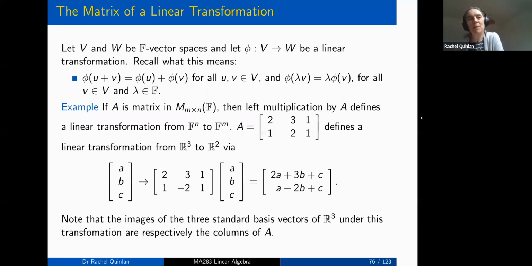Okay, so in section 3.2, we are back to talking about linear transformations. And what we're going to see is that every linear transformation can be represented by a matrix as soon as you have chosen bases for the vector spaces that are involved.